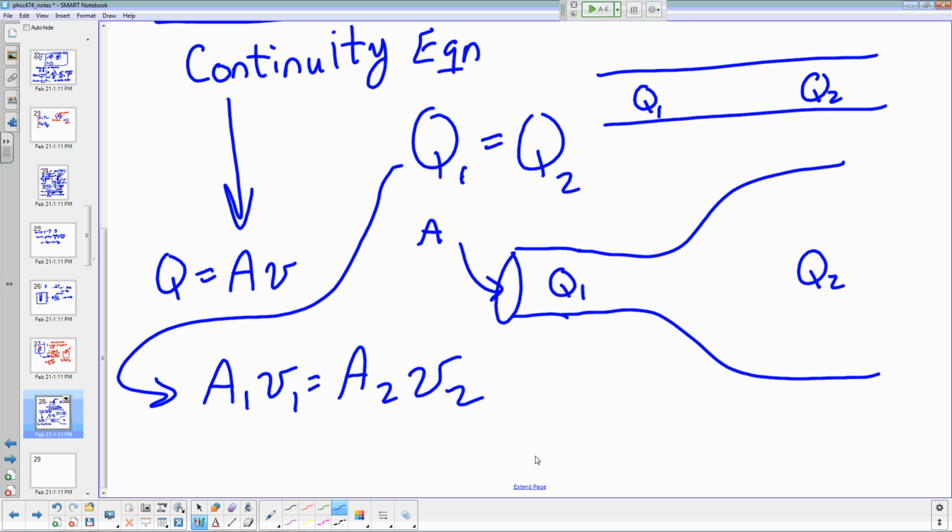It's going to increase. So a good example of this, you have a garden hose, right? You put your finger over the top. What does it do? It comes out faster, so the velocity increases. This is called the continuity equation.